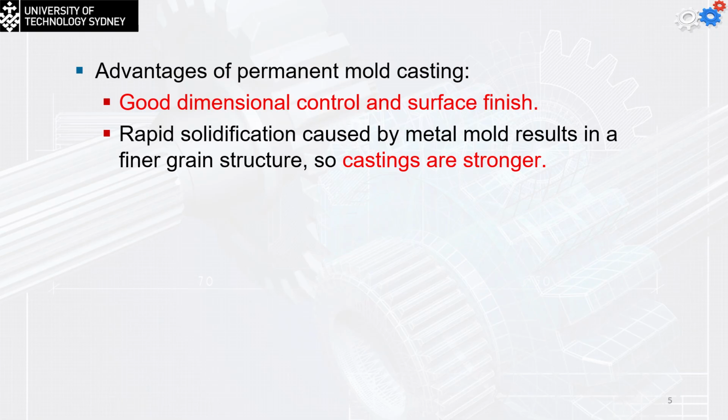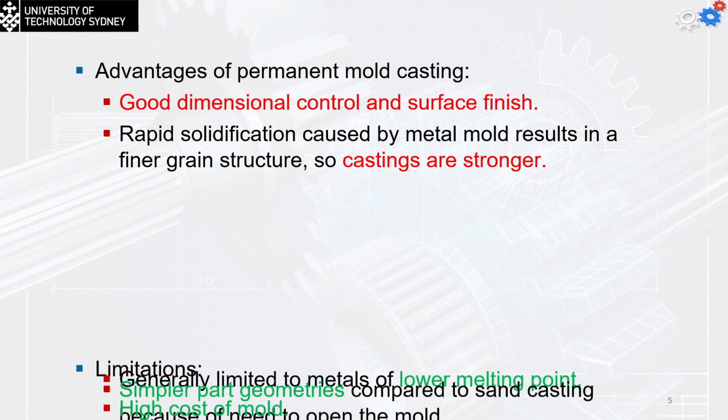The advantage of permanent mold casting is good dimensional control and surface finishing. Also, the rapid solidification caused by the metal mold results in a finer grain structure, so the castings are going to be stronger. Remember that we're going to have some pressure to inject the molding materials inside the mold, which will eliminate the effects of the shrinkage.